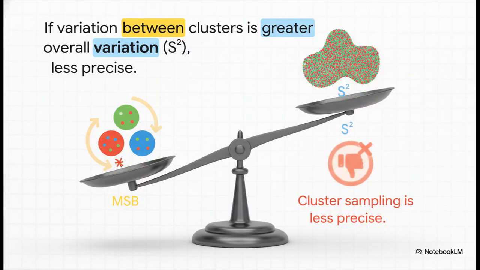If the variation that exists between your different clusters, your MSB, is bigger than the overall variation in the population, S squared, then your cluster sample is going to be less precise. It's going to have a higher variance than a simple random sample of the exact same size. This always happens when your clusters are really different from one another.